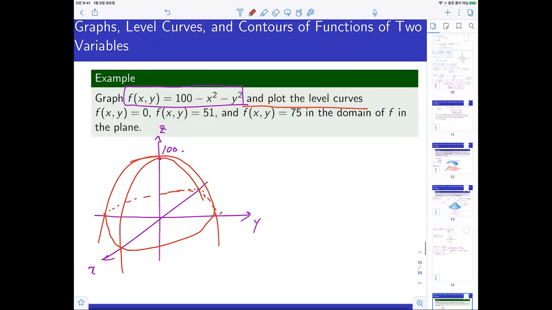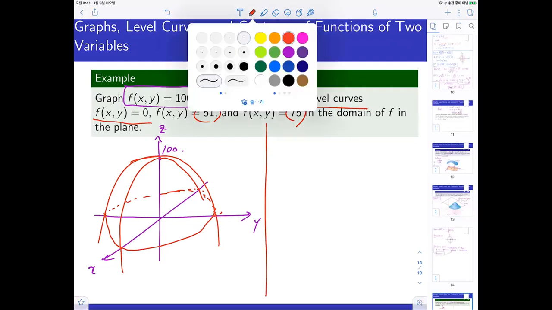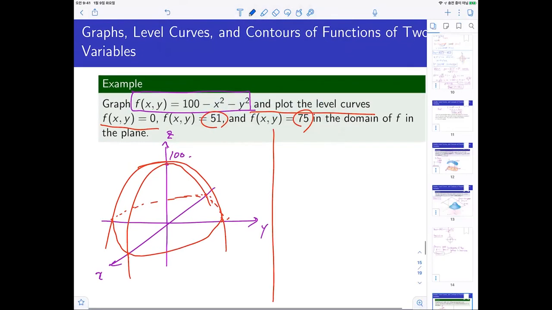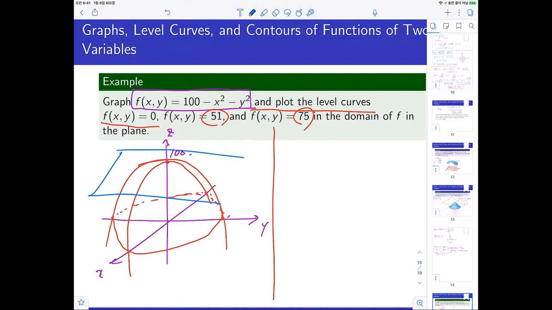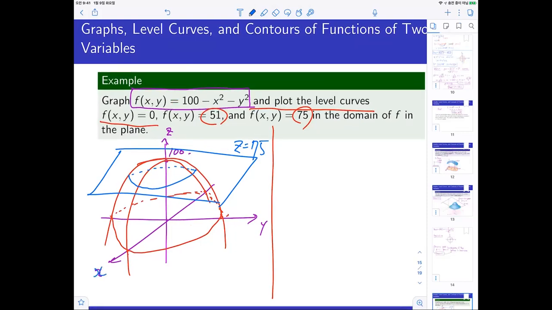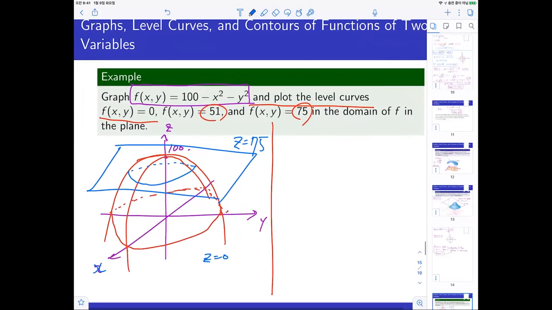Okay, plot the level curves f(x, y) equals 0, 51, and 75. Actually, we can explicitly solve the equation for x and y, but for the intuition, we choose the plane z equals 75. Then the intersection between this plane and the graph is this circle. And since the xy plane is z equals 0, we know that this curve is f equals 0, and this is f equals 75.